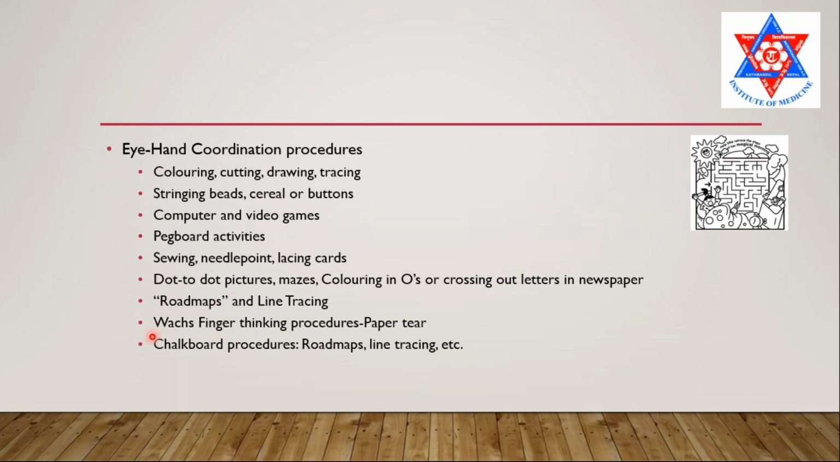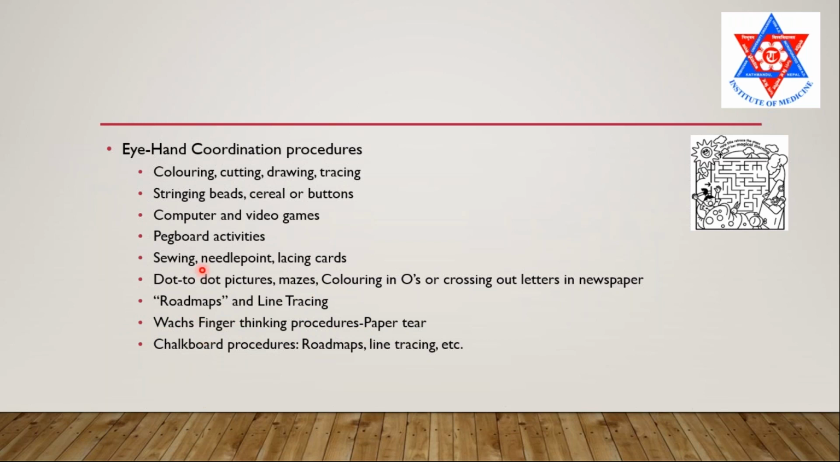The next one is the eye-hand coordination procedures, and this especially includes basic therapies like coloring, cutting, drawing, tracing, and stringing beads, cereals, or buttons. There are different computer and video games, pegboard activities, sewing, needlepoint, lacing cards, dot-to-dot procedures, mazes, coloring O's or crossing out letters in the newspaper, road maps, or line tracing. Again, the watch finger thinking procedures and different chalkboard activities.